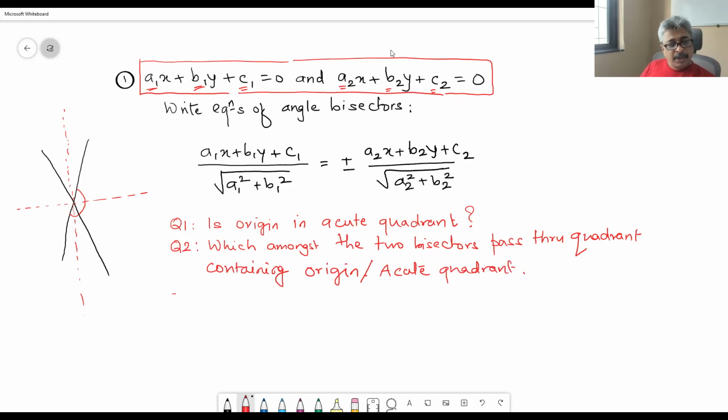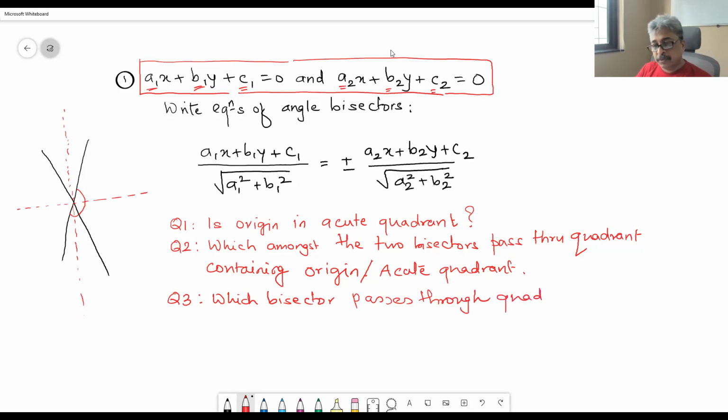Okay, and maybe the third general question which can be asked is which bisector passes through the quadrant containing, say, x naught comma y naught given to you, and you are supposed to identify. Suppose x naught comma y naught is lying here in this diagram. Then we are supposed to report the answer for b1 and not for b2. This is bisector 1, bisector 2.